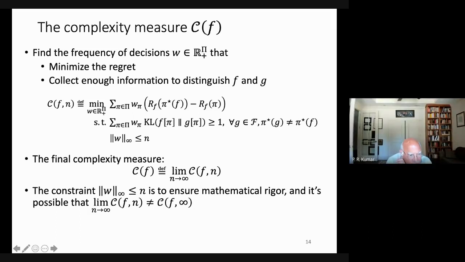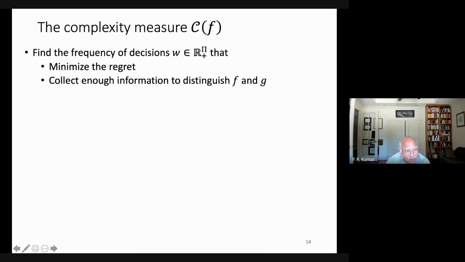Can I ask a question? Yeah, sure. On the previous slide, you said you can distinguish f from g under any policy, so the condition is that whatever policy you apply, f and g can be distinguished. Is that right?